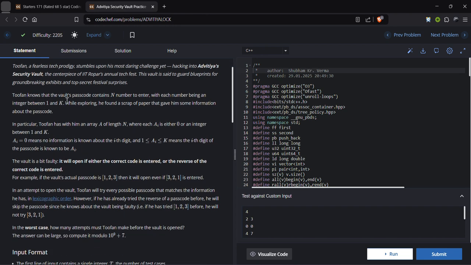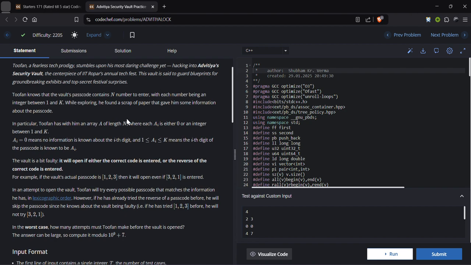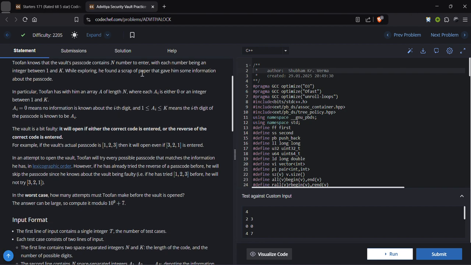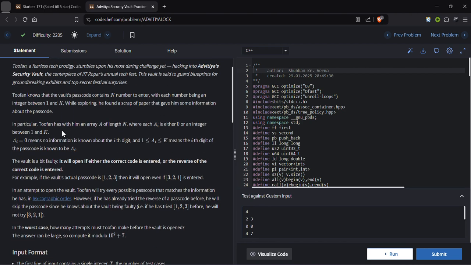Tufan knows that the vault's passcode contains n numbers to enter, with each number being an integer from 1 to k, and he found a scrap of paper that gives some information about the passcode. In particular, Tufan has an array a of length n where a_i is either 0 or an integer, and if it is equal to 0, then there is no information about the ith digit.